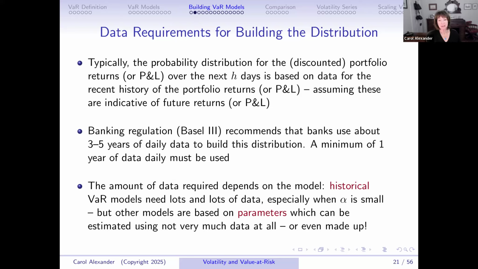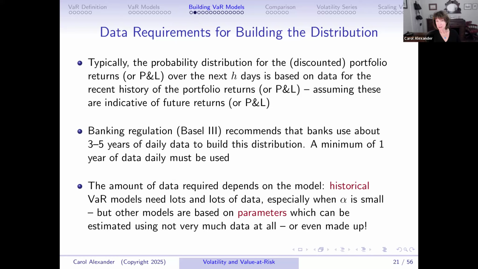The amount of data you need actually depends on the model. Historical VaR models need lots and lots of data. It can be difficult if you've got a portfolio with some bonds that didn't exist 5 years ago, or you've got shares that have only just come on the market. There may be quite a lot of missing data for the historical VaR model. And as I said, if you've got a very small alpha, not just 5% or 1%, but like 0.1%, you do need a lot of data to get some accuracy in the tails.